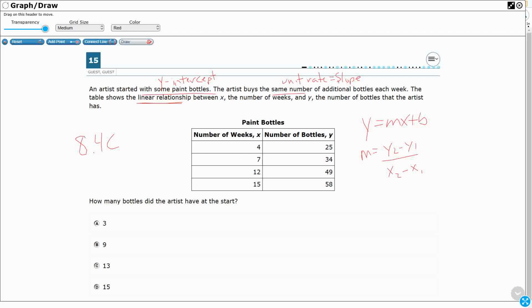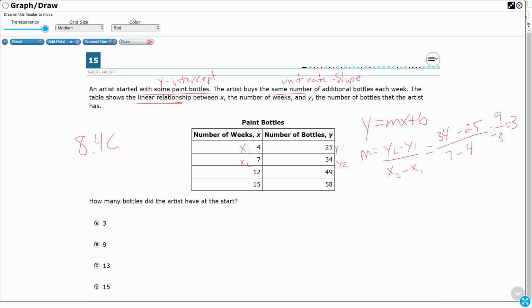Let's pick easy values to work with. So let's just make that our x sub 1, our x sub 2, y sub 1, y sub 2. Any 2 pairs work as long as you match them up, the y with the x. Okay, so my y sub 2 is 34. My y sub 1 is 25. And then my x sub 2 is 7. My x sub 1 is 4. So really what I get is 9 over 3, which means 3.